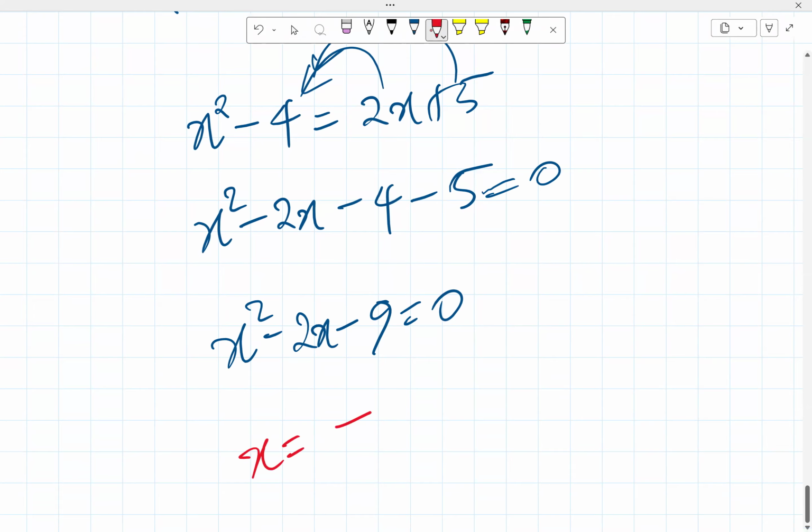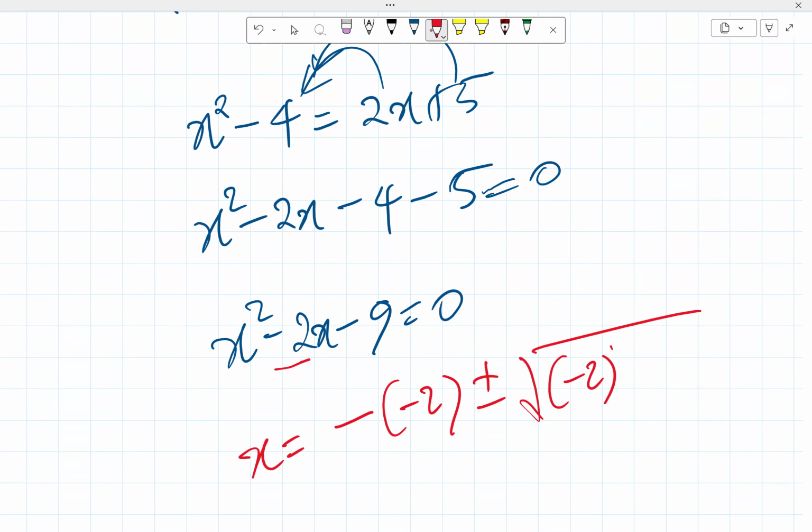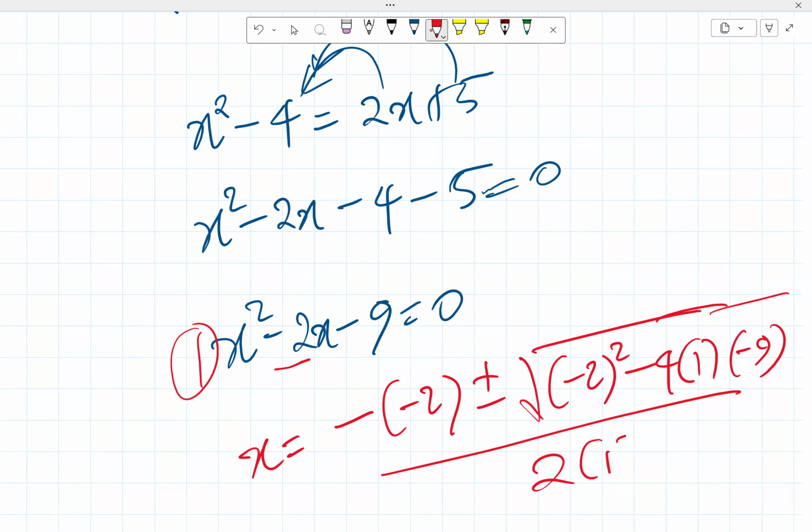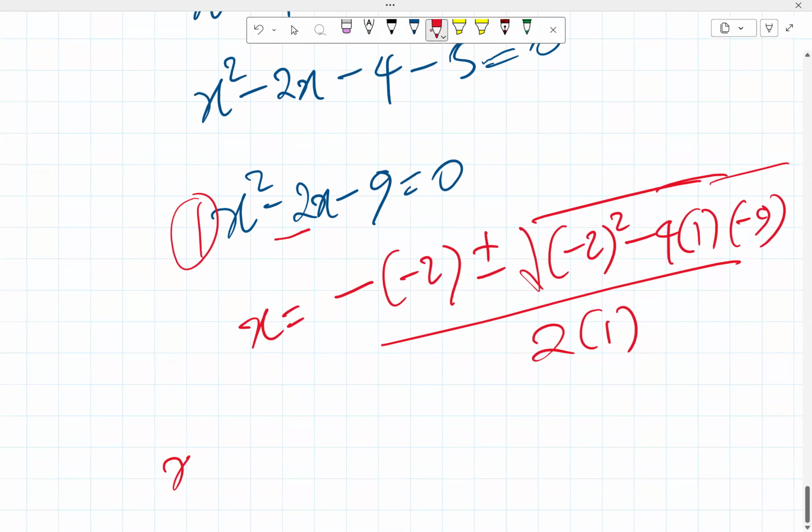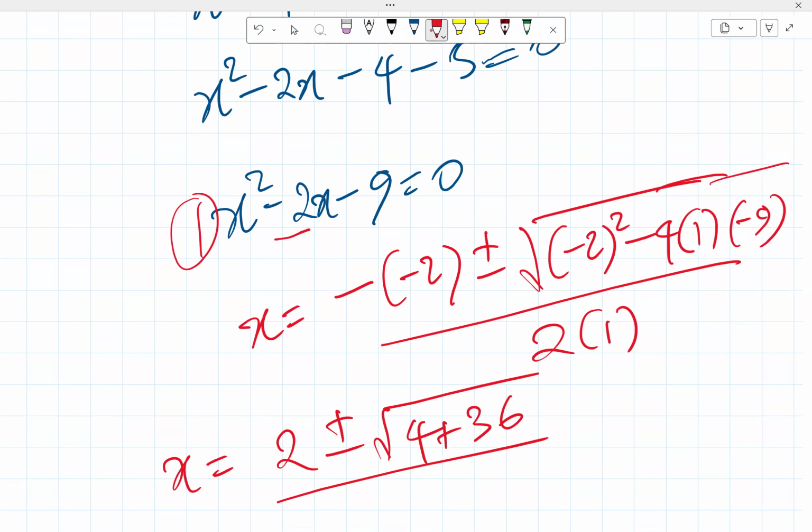So x here is just minus b. b here is minus 2. So minus minus 2 plus or minus the square root of b squared, as minus 2 squared, minus 4 into a. The coefficient of x squared here is 1, and c is minus 9. All of that over 2 times 1, which is a. So we have x to be 2 plus or minus the square root of 4 plus 36, all over 2.